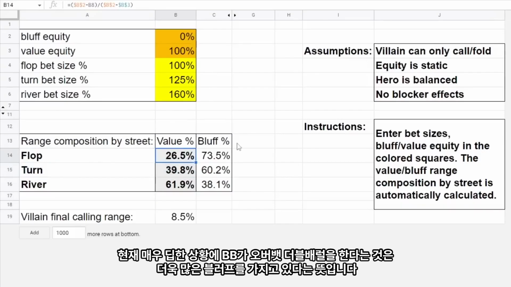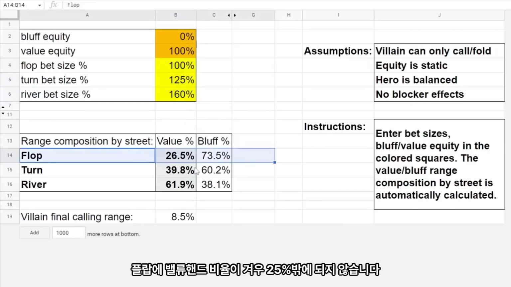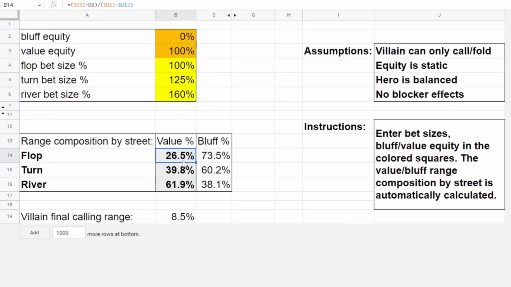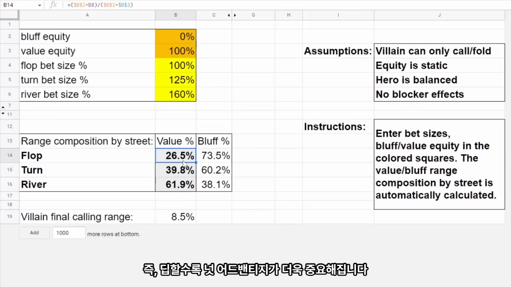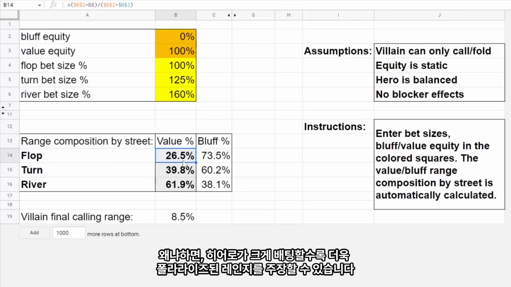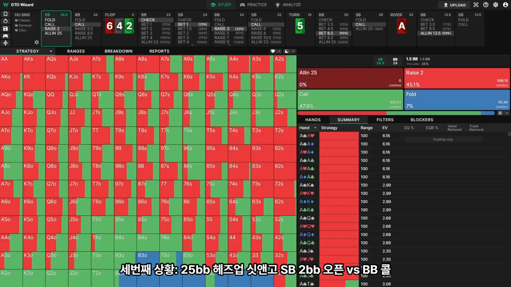Now, you'll notice something else. We're very deep in this spot, which means that the big blind can overbet twice. And this means that they can bluff more. We can see that they only need about a quarter of their range to be value bets on the flop check-raise. So the deeper you are, the more important the nut advantage becomes, because you can polarize much harder when you're able to bet much bigger. And that also means that a larger portion of your range can start bluff raising relative to the number of value hands you have.